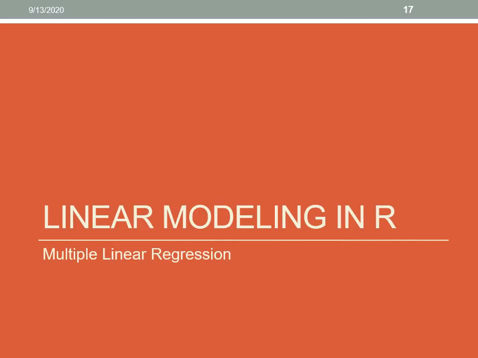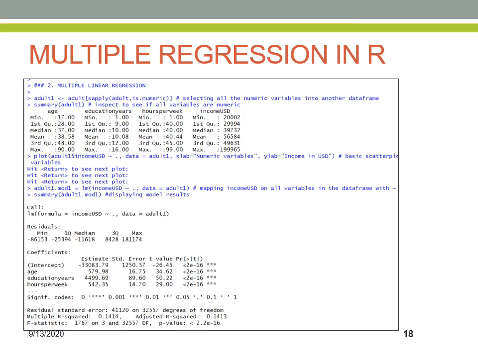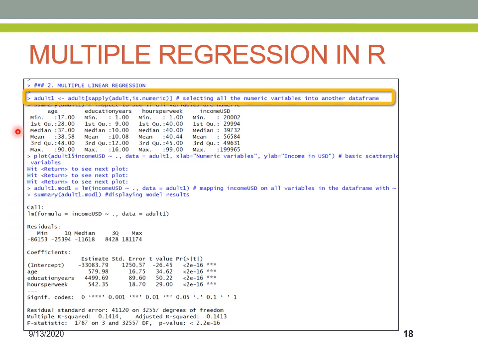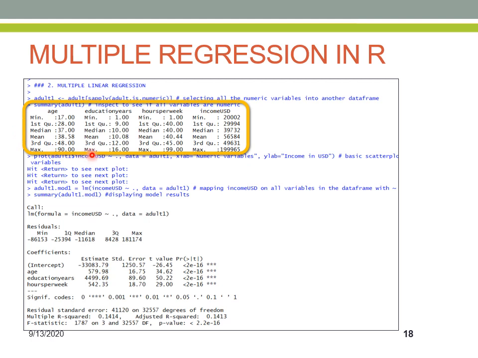Let's see what a simple linear regression looks like in R. Here is what a multiple regression looks like in R. So first we're going to generate a clean adult 1 data frame in which we store only the numeric variables from our original adult data frame. And then we're going to test that. And we're seeing here with a summary function that we get the 5-number summary for each of these attributes, which means that they are all numeric.